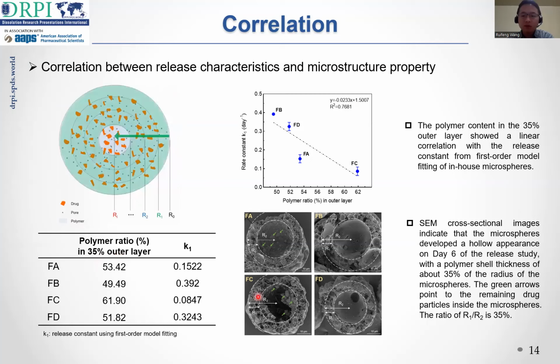Interestingly, we also found some hollow particles in the in vitro degradation samples on day 6. Moreover, the thickness of the polymer shell is roughly 35% of the radius. This confirms the important role of the outer polymer layer in the release. The residual PLG shell may act as a diffusion control layer, which indicates that the drug release from the minocycline hydrochloride microspheres may be controlled by the diffusion mechanism.